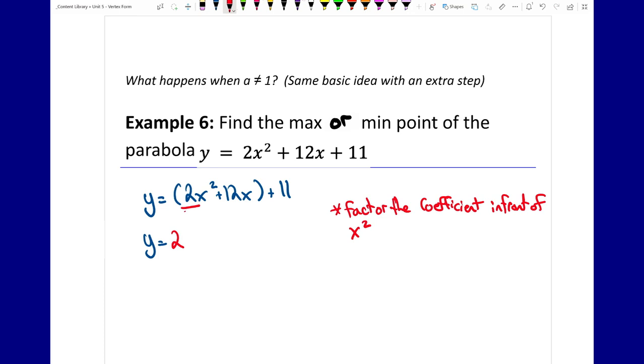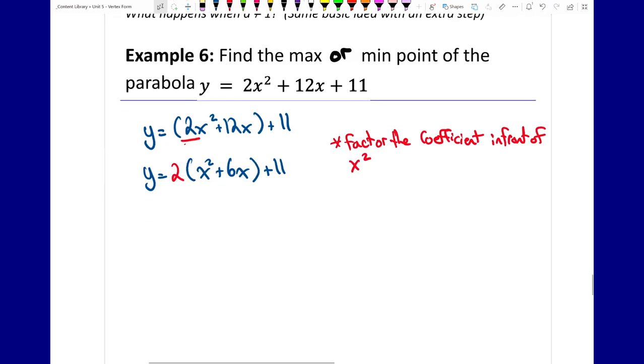and then inside the bracket, x squared plus 6x. So I'm only factoring the coefficient out that's in front of the x squared. It's kind of like a version of common factoring those first two terms. The plus 11 is still there. And now I'm going to go through the next step that I've done previously. So I'm going to find my magic number.